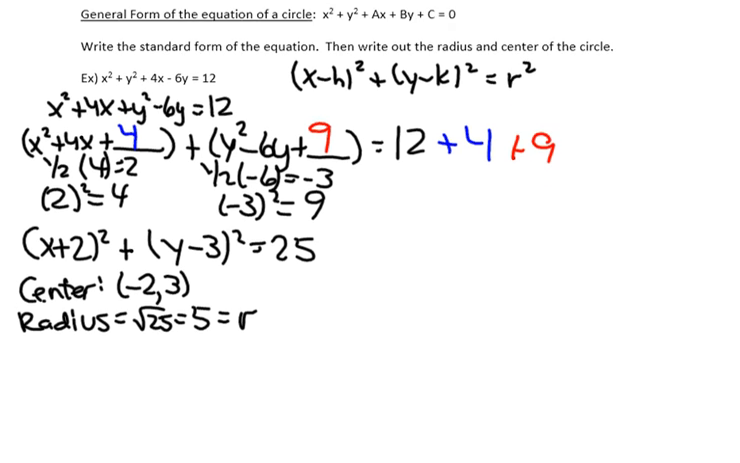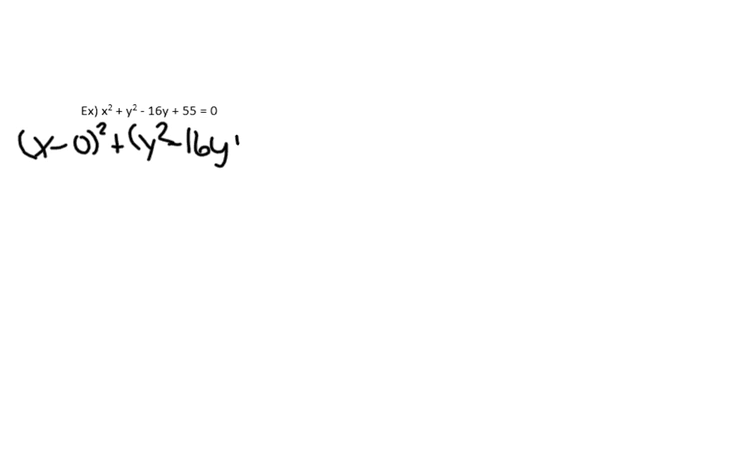All right, so let's scroll down then and do this example here. Now, notice a couple of things. Number one, there's no other x terms other than x squared. So we already know what the x coordinate for the center is going to be. So I'm going to rewrite x squared as (x minus 0) squared, just so that we can see it, plus y squared minus 16y plus blank. And I'm going to put that 55 over to the other side.